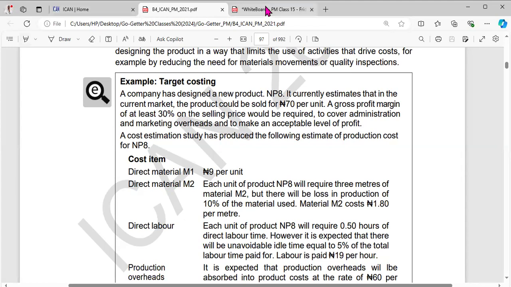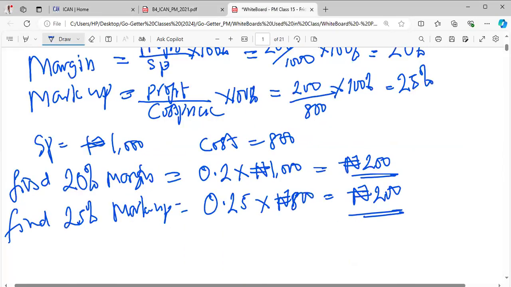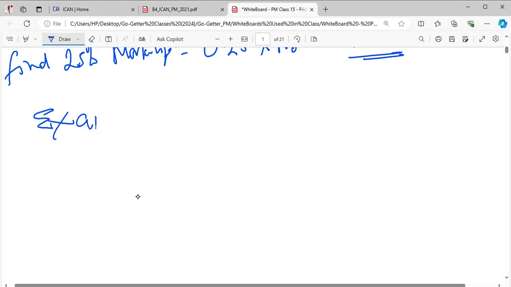So what it means here is, first of all, your selling price. So this is an example we have here. Let's say example one. We have our selling price. Selling price was 70 naira.